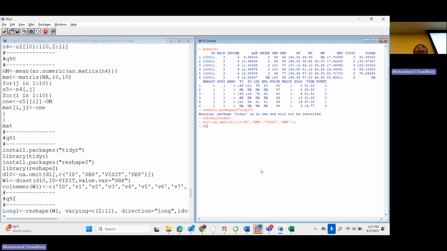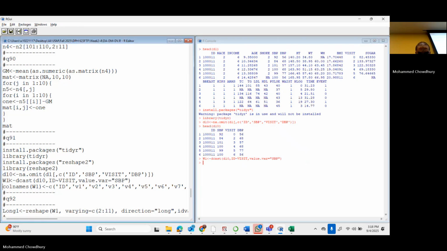Take a look at that head. D10 is the data. Okay. SBP, BZIT, and DBP. Okay. Now I want to do these things and do it this way. Take a look at that.